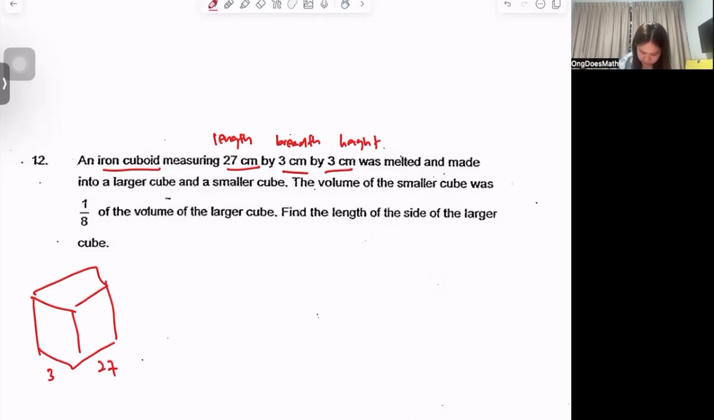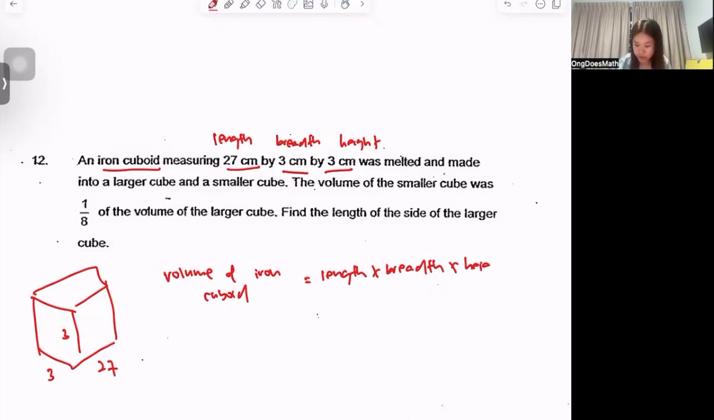To find the volume of this iron cuboid, the formula is length times breadth times height. Good. So that should give you 27 times 3 times 3. And that should give you 243 cm cube.